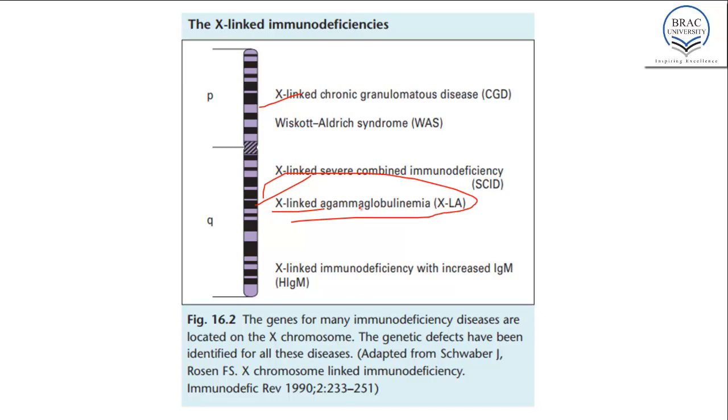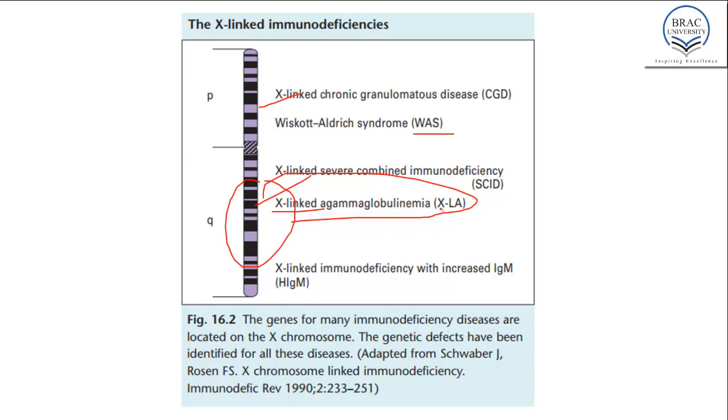This is the site of many other hereditary immunodeficiencies, and the localization of these genes facilitates prenatal diagnosis. So, diagnosis of this disease can help us identify or diagnose early several other genetic diseases. For example, Wiskott-Aldrich syndrome, CGD, or SCID, these diseases.